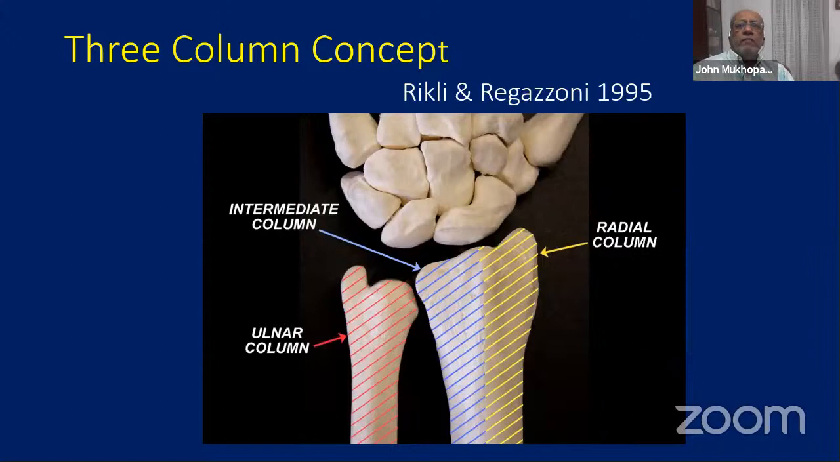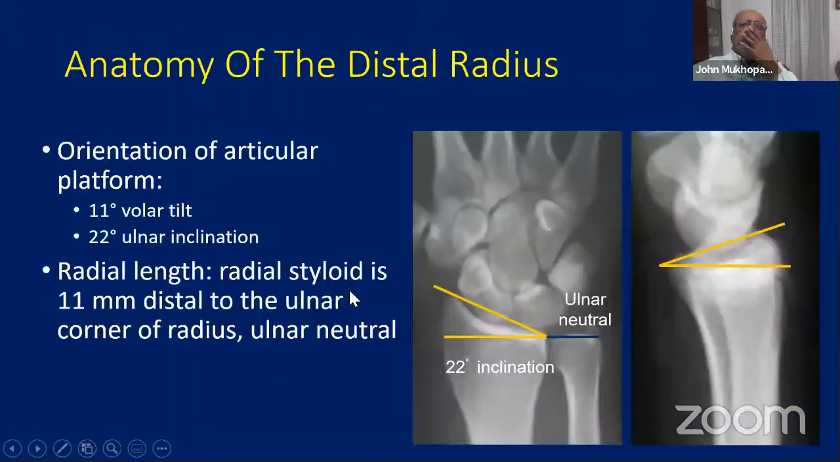Now, for most other injuries, we are talking about columns. So Rikli and Regazzoni also proposed this 3-column concept of the distal radius and ulna, which is still fairly popular. There are multiple classifications available, including the AO classification, the Lichtman, and there are more CT-based classifications available today, but this is still probably one of the more popular classifications. And we talk about the 3 columns, the radial column, the intermediate column, and the ulnar column, which is the ulnar side of it.